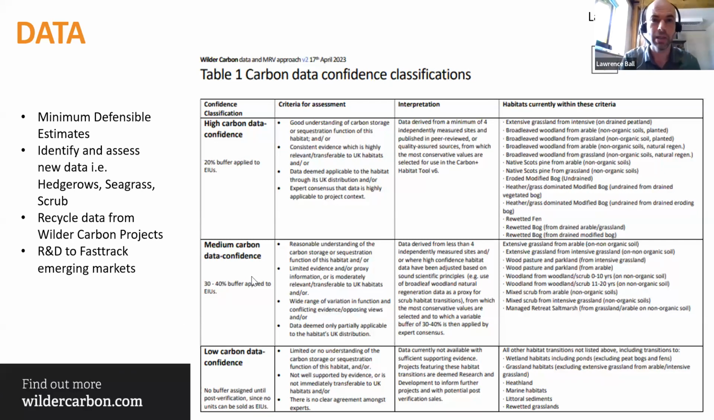Wilder Carbon are in the early stages of developing projects and methodologies, working with a wide range of partners to generate new valuable carbon data sets for understudied habitat types, such as seagrass, hedgerows, and a range of other terrestrial and marine habitats. So these can input directly into carbon modelling in the Carbon Plus Habitat tool, and hopefully at that point as high confidence data sets. Similarly, primary data from the MRV stage, so the monitoring of sites over time for carbon uplift, can then recycle into the forecasting and carbon and biodiversity modelling as well.